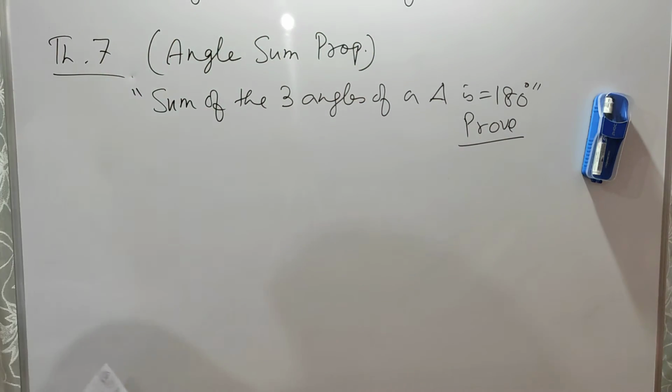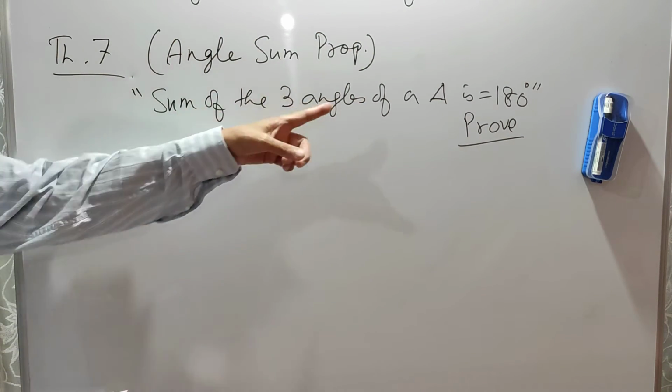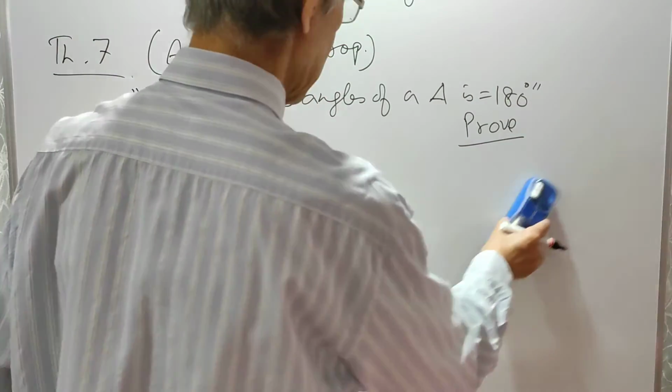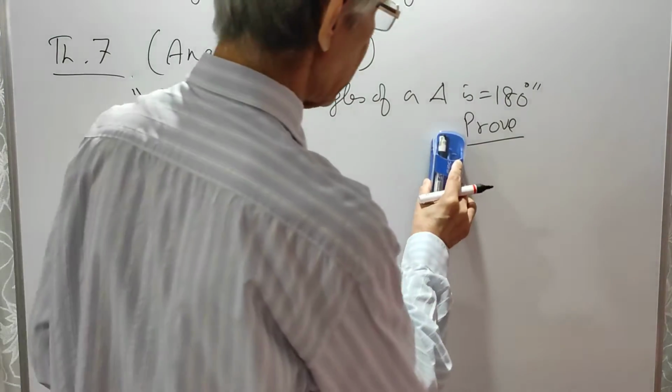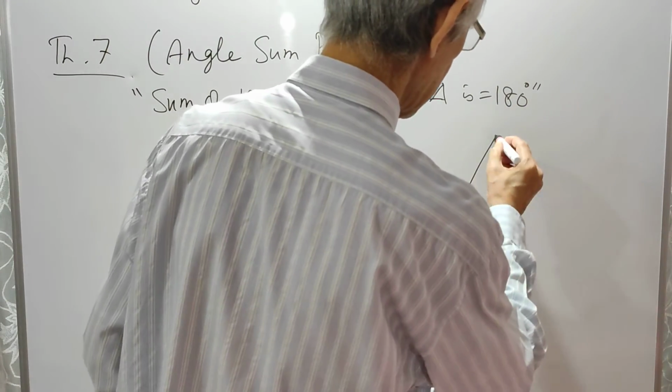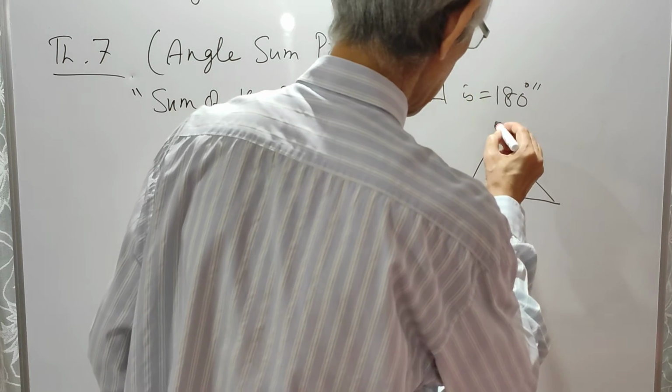So we have to prove this thing: the sum of all the three angles of a triangle is 180 degrees. All right. Now, this we are going to prove. So let us draw a triangle. So this is a triangle. Suppose let us call it ABC.